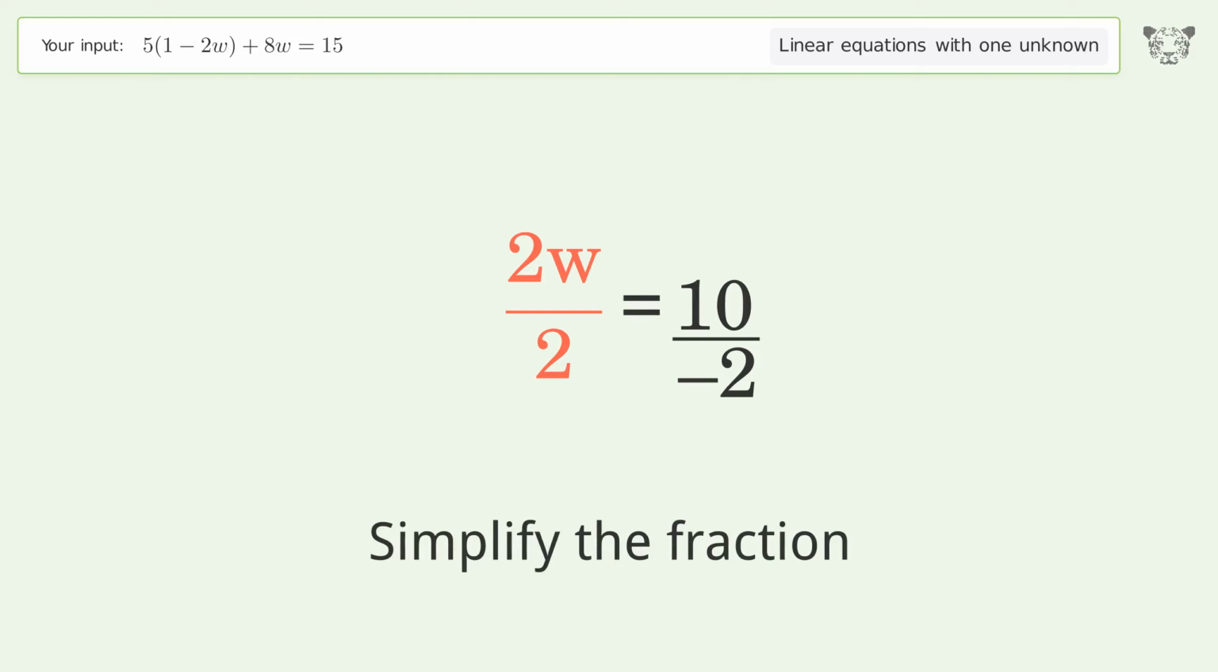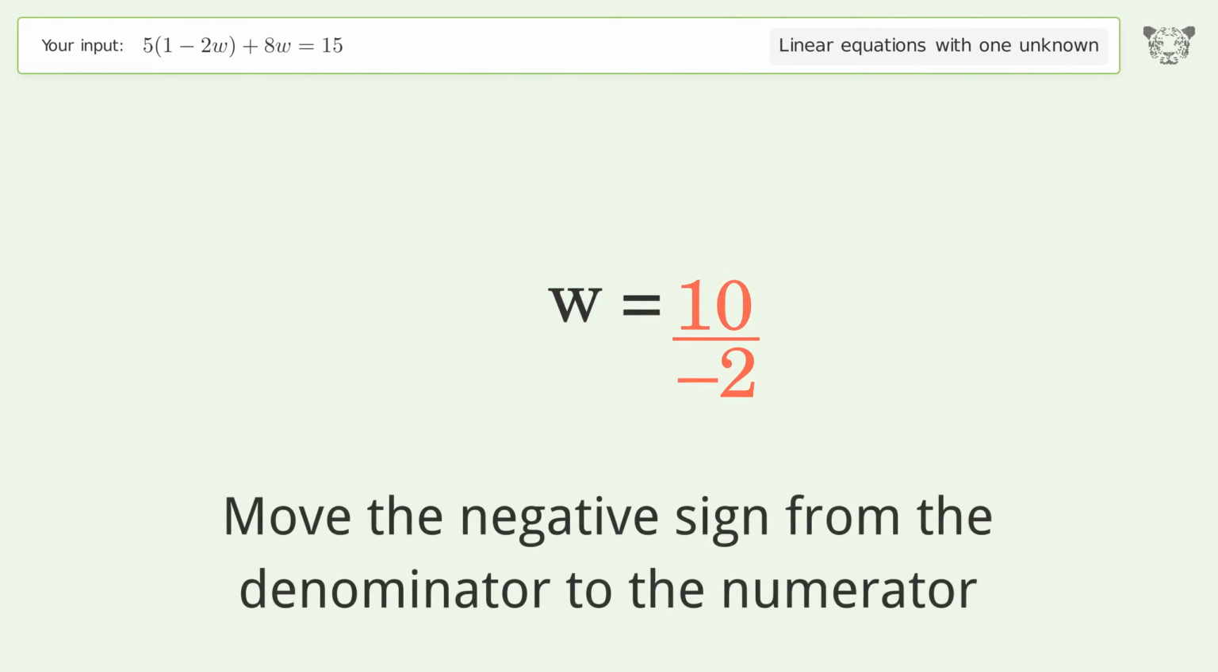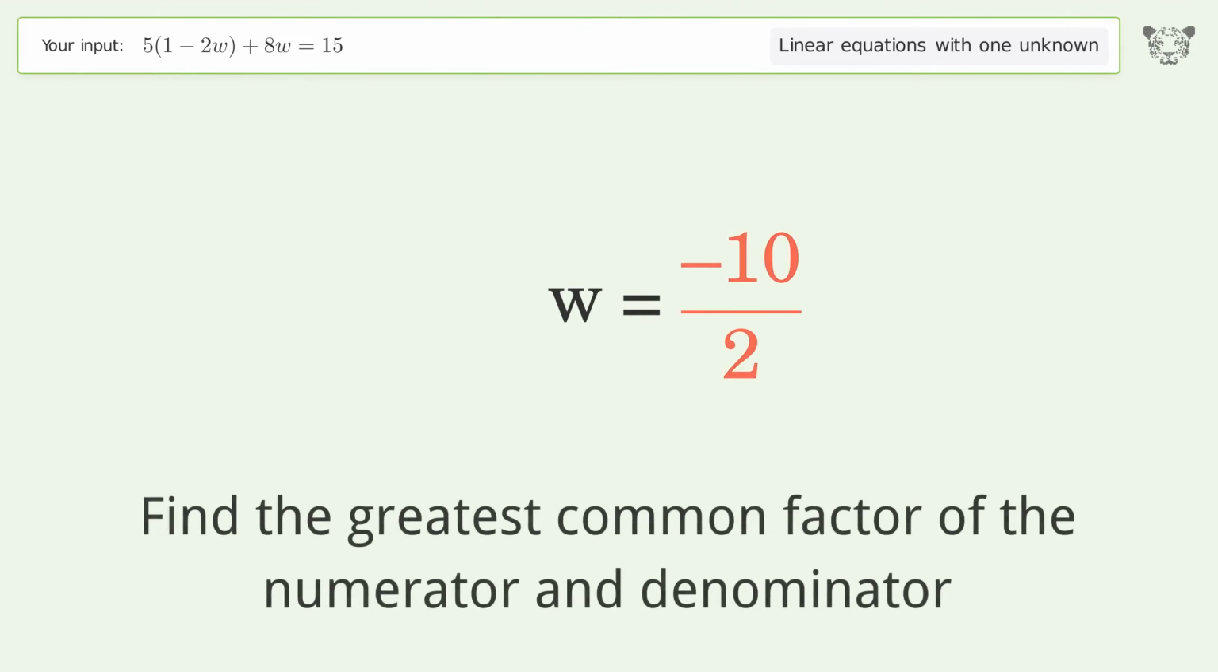Simplify the fraction. Move the negative sign from the denominator to the numerator. Find the greatest common factor of the numerator and denominator. Factor out and cancel the greatest common factor. And so the final result is w equals -5.